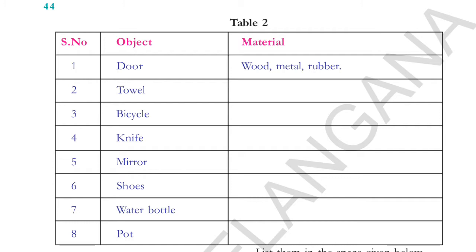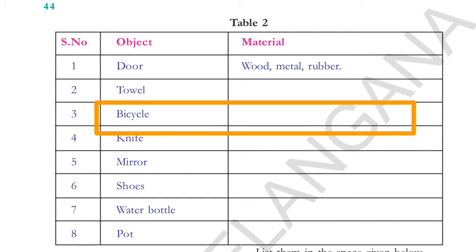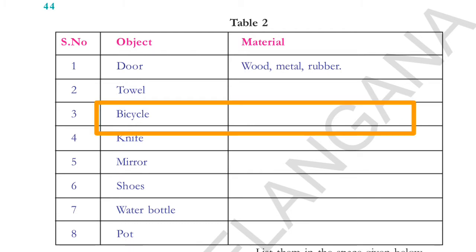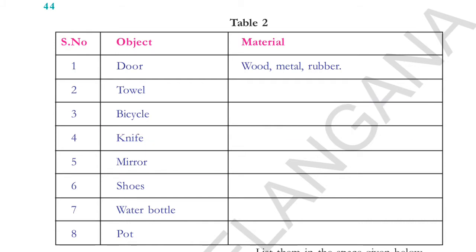Next, bicycle you take. Bicycle, what are the parts of the bicycle? You can observe the bicycle and you can understand what material is used to make that bicycle. You take seat, tire, tube, rim, wheels of the bicycle. Some metal material is used and some rubber material is used, some plastic material is also used to make a beautiful bicycle, right?